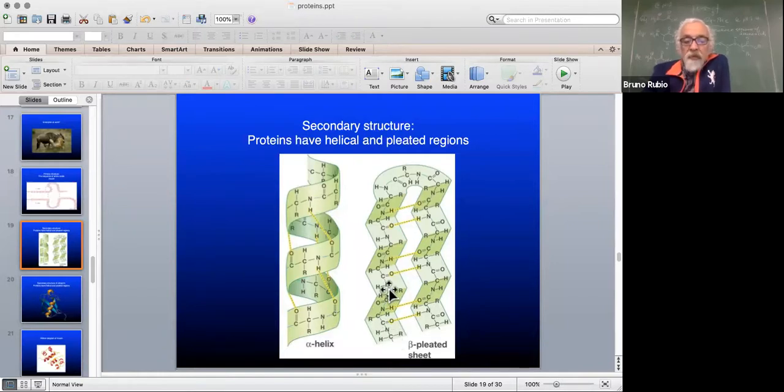Then there are regions of the protein that adopt what is called the beta-pleated sheet, which is this corrugation. It just looks like a piece of paper that you folded over several times, like a zigzag, where one segment of the chain is attracted to a second segment of the chain in an anti-parallel way with hydrogen bonds. Okay, so this is the secondary structure of the protein. You have regions that are helical, and regions that adopt this beta-pleated sheet.